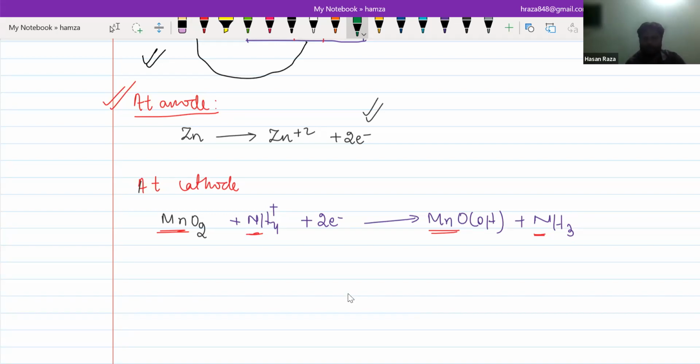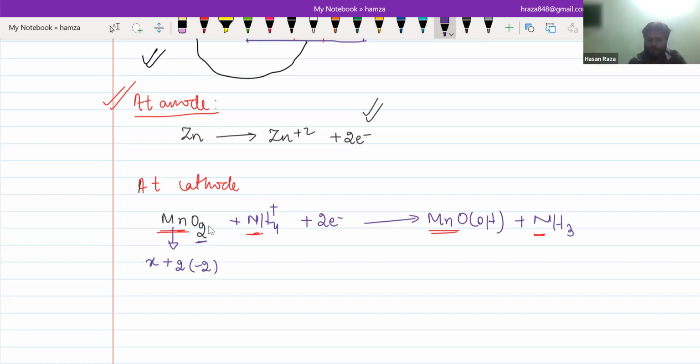Now see how we are going to calculate oxidation state. We have already studied redox reactions in class 11. We need to calculate the oxidation state of manganese, so I am taking it as X. Let the oxidation state of manganese be X. Now how many oxygen are there? 2.